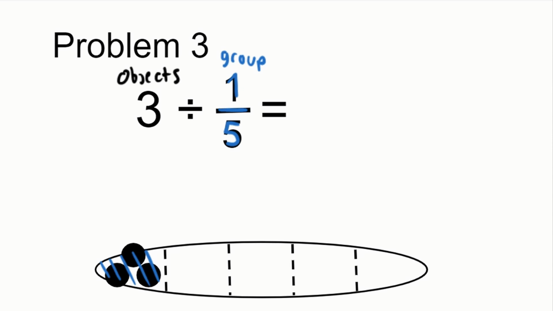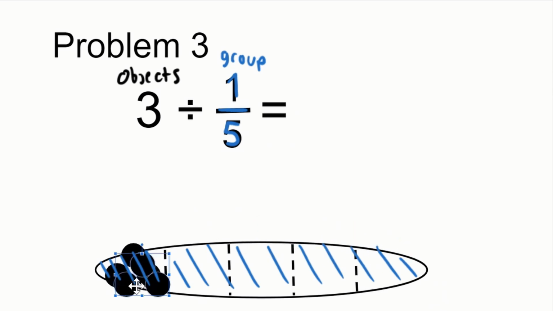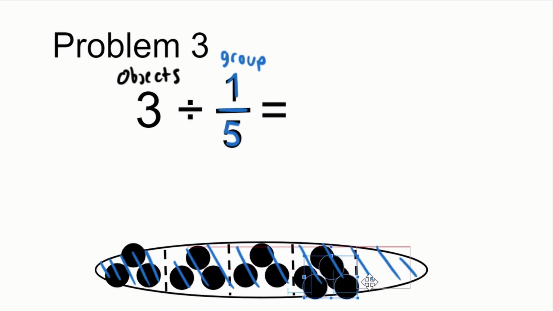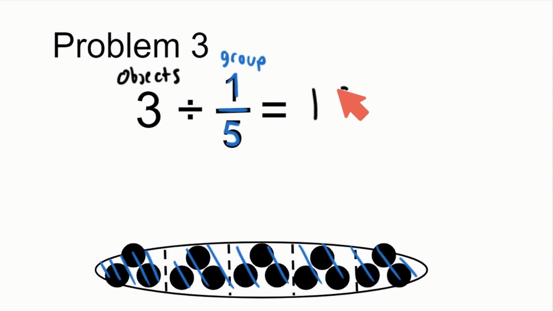We know that the answer to a division problem is going to be how much is inside one whole group. By definition of a fraction, 1/5 is telling me it takes 5 parts to make a whole. So creating 5 equal parts, I see it takes 15 objects to fill one whole group.